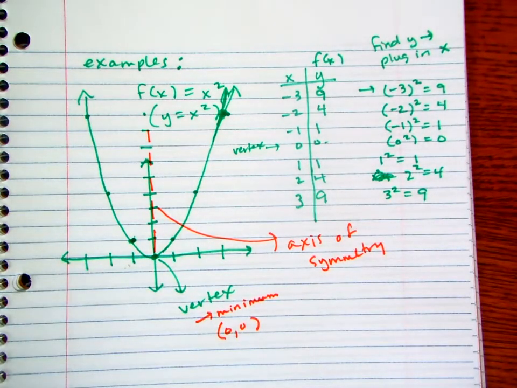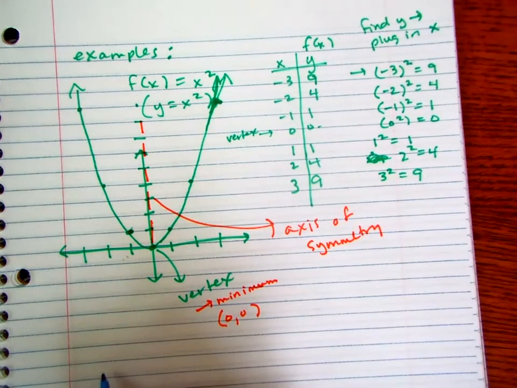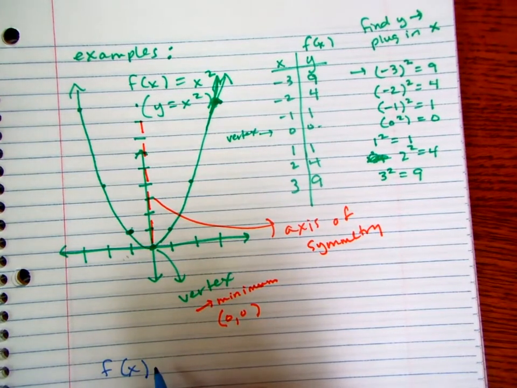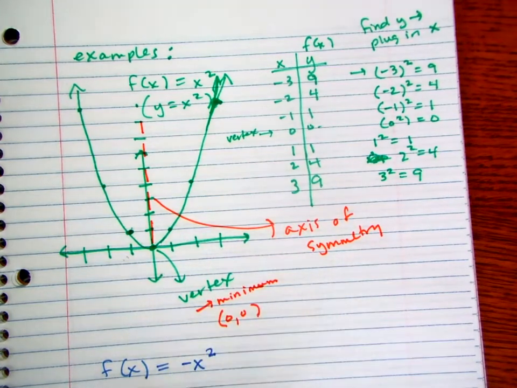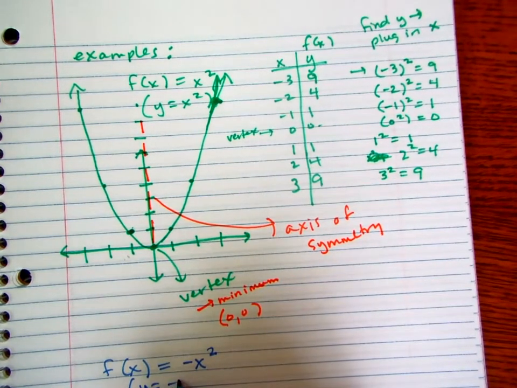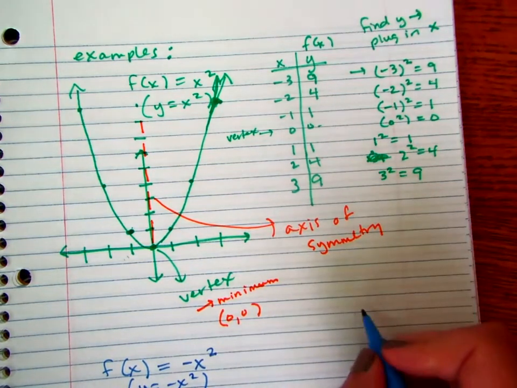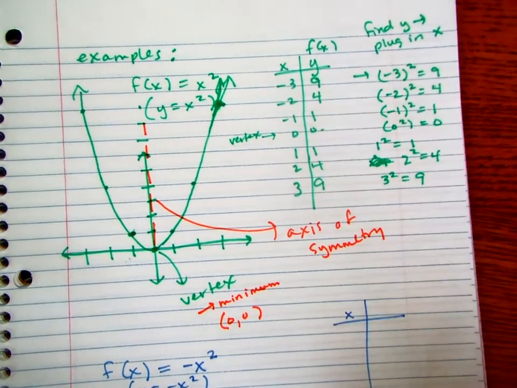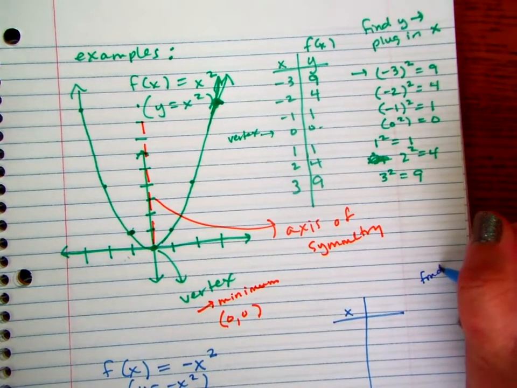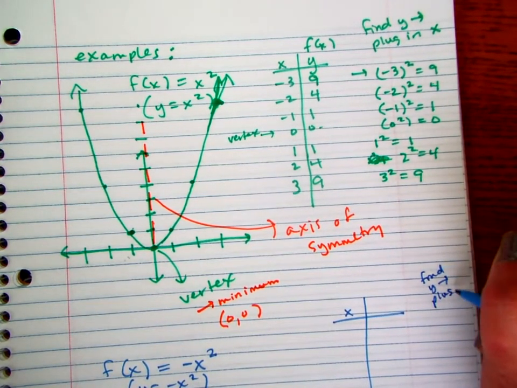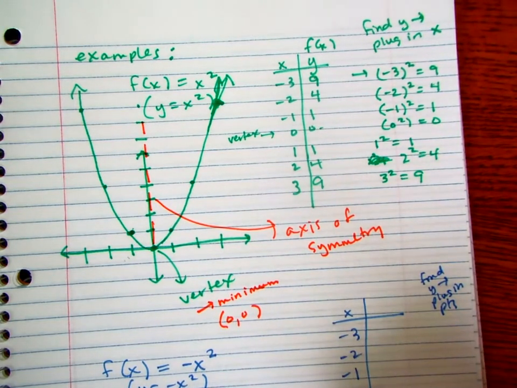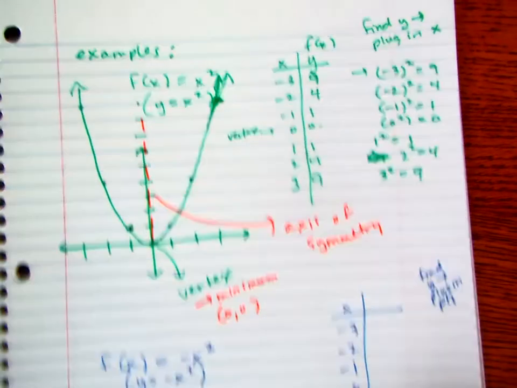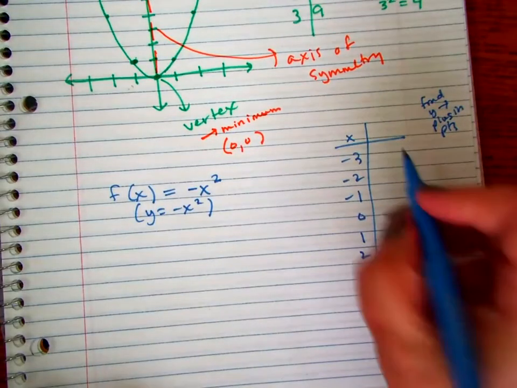Now I'm going to do a second example, which, again, is a relatively simple one. In this case, I'm going to do y equals -x squared. Again, I'm going to plug in points to find y. I'm again going to choose -3 up to 3, just because it happens to be a little easier.